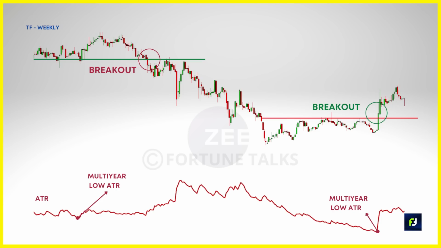So just look at this example of Zeal stock. On a weekly time frame, whenever the stock reaches multi-year lows on the ATR value, the stock is expected to give a good price move in either direction, which is indicative of a high volatility breakout trade. Swing traders and positional traders can capitalize on these volatility shifts to make much better trading decisions.